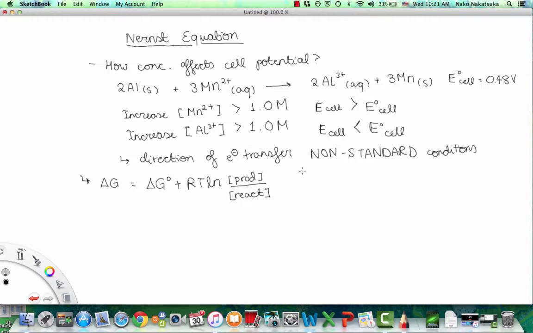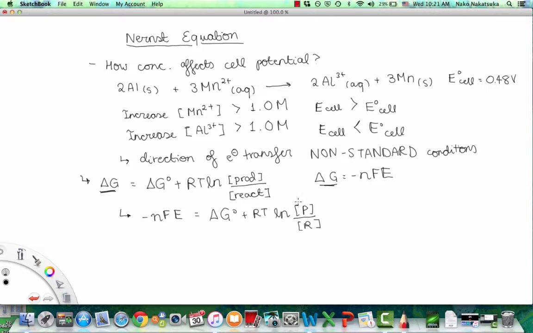We also just saw the equation delta G is negative nFE, right? This was relating the free energy change to the number of moles, Faraday's constant, and the cell potential. So now we can equate these 2 to one another, right? Because they both equal delta G. And we can end up with negative nFE equals delta G naught plus RT ln products over reactants.